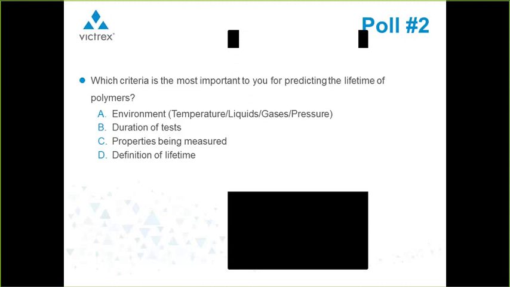The duration of the test is answer B. Answer C, the properties being measured. Or D, the definition of what the lifetime or half-life actually is. So if you'd be so kind as to vote now.